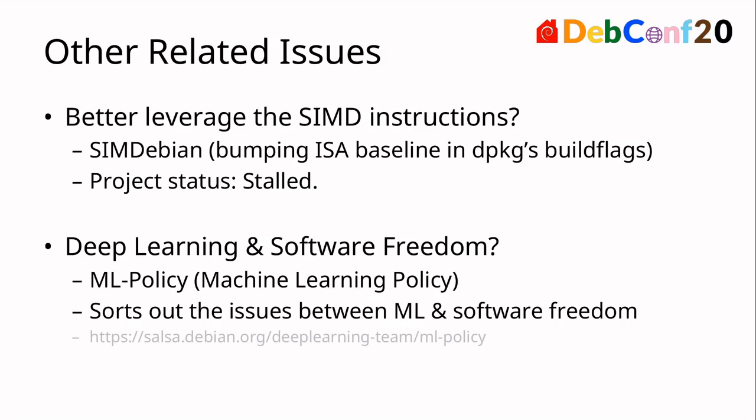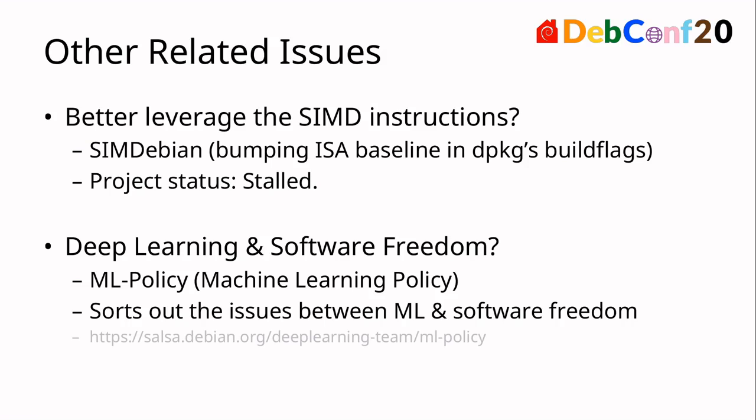Apart from that, there are also some interesting issues. For example, can we better leverage the SIMD instruction sets system-wide? In the past, I proposed a project named SIMDebian. It aims to bump the ISA baseline in the system default build flags. But currently, this project is stalled because we don't have a definite conclusion about the performance gain from the system-wide build flags.